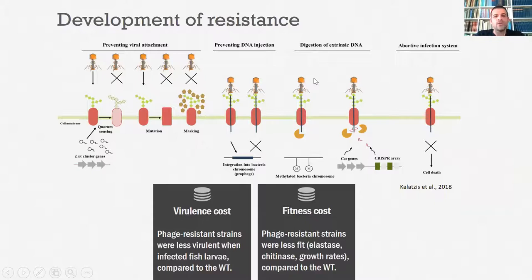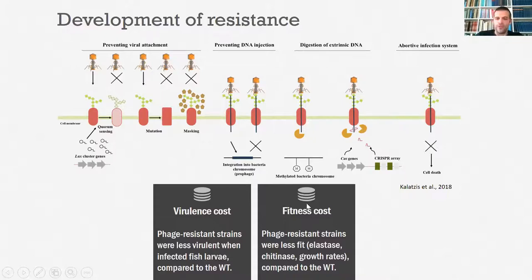So the development of the resistance will happen eventually. The point is, we would like to examine if that comes at a cost or not. According to our research, but also what is available in the literature, we have noticed that the development of resistance comes both with a virulence and with a fitness cost. In the first case, we have already observed that there are phage resistant strains that were less virulent when we did the fish larvae experiment compared to the wild type.